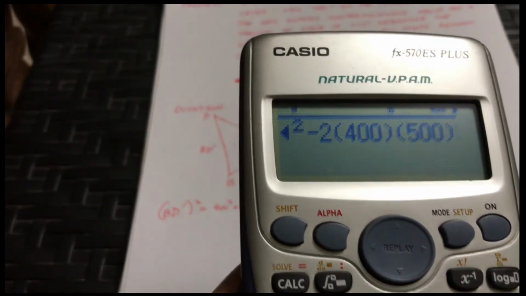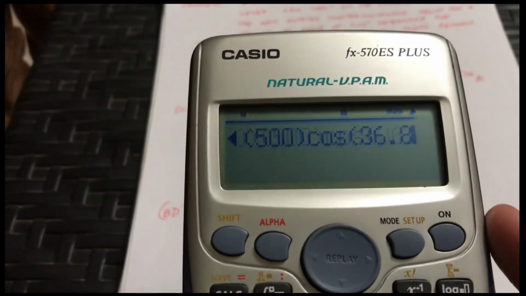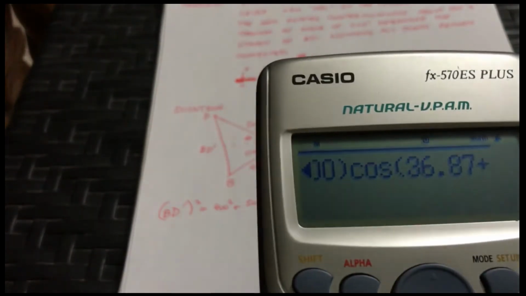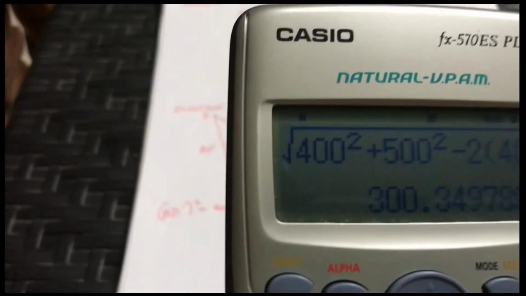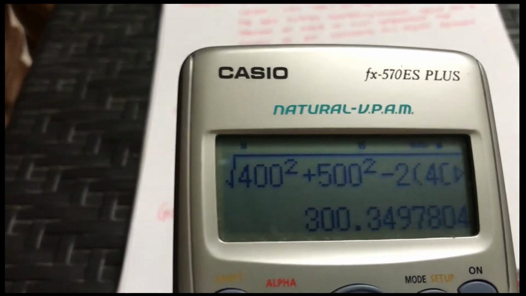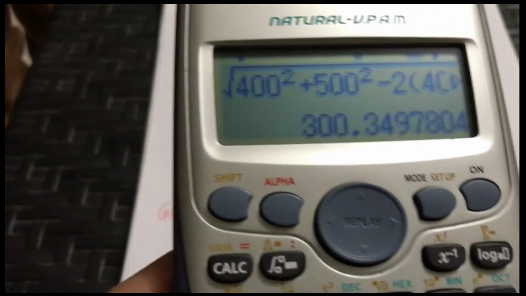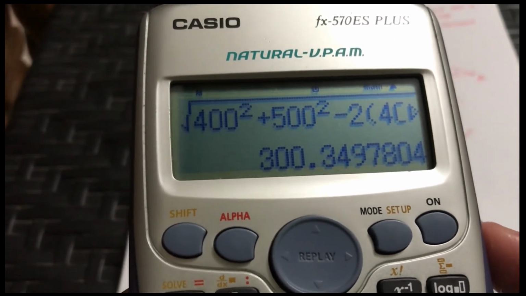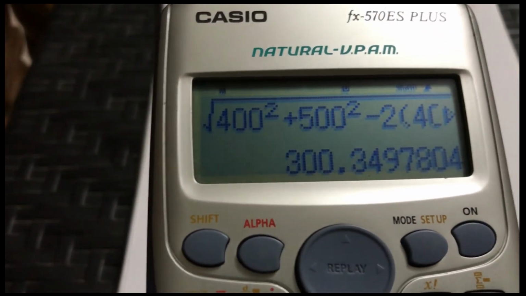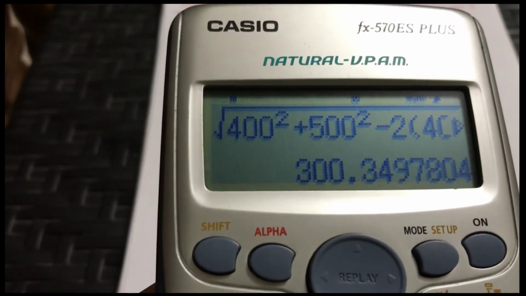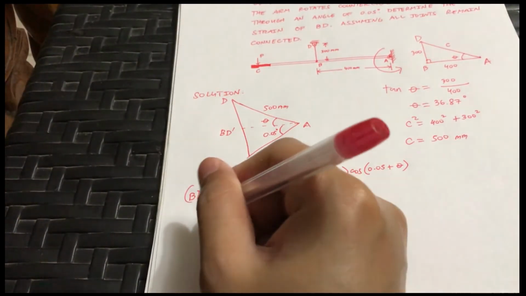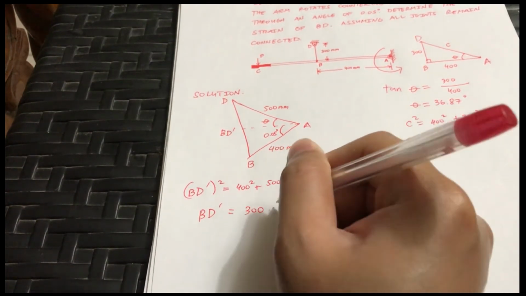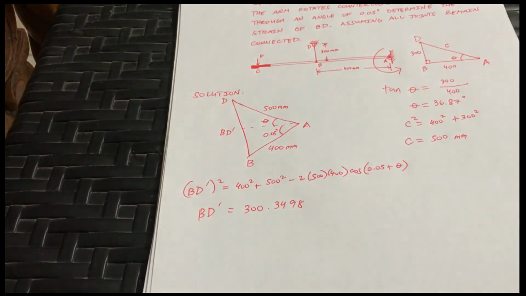Okay, so solving this, we'll have the square root of 400 squared plus 500 squared minus 2 times 400 times 500 cosine of theta, which is 36.87, plus 0.05. We get 300.3498. So BD prime is now equal to 300.3498.